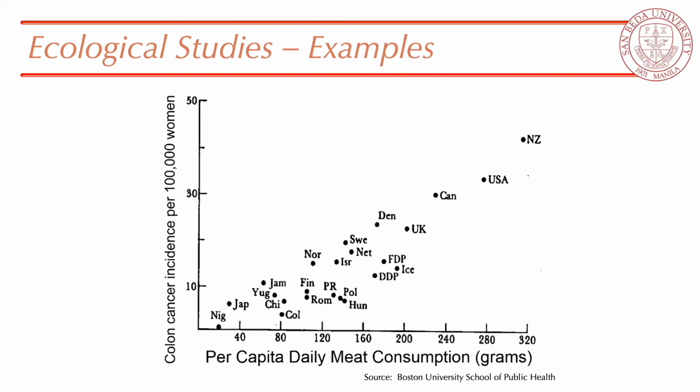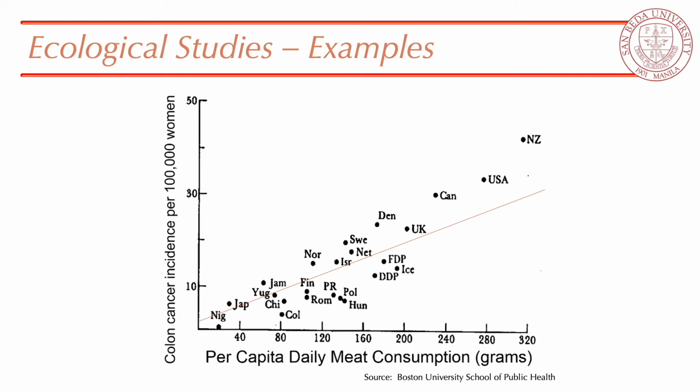and what the points here indicate are the averages for each population or country. Now, from this scatter plot, we can see that countries with the lowest meat consumption appear to have the lowest rates of colon cancer, and the colon cancer rate among these countries progressively increases as meat consumption increases. However, we have to be careful with its interpretation.